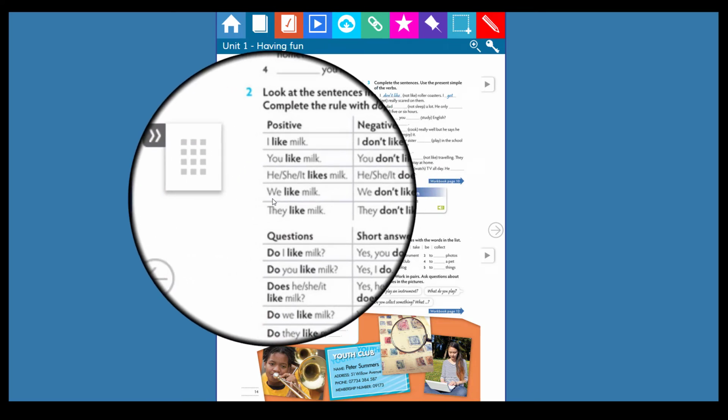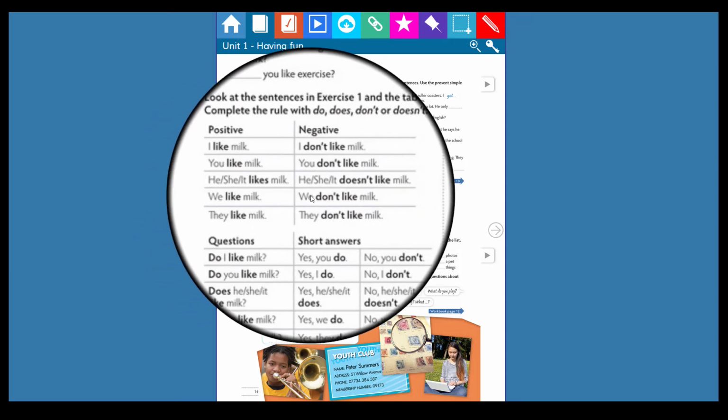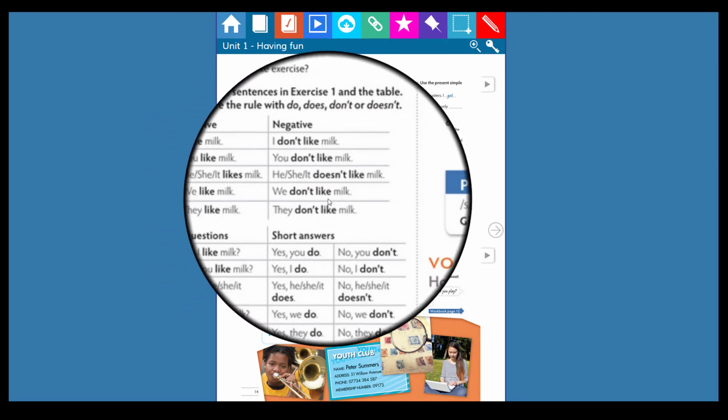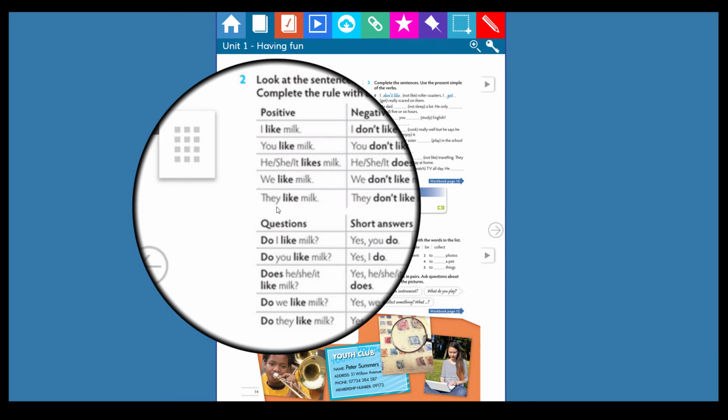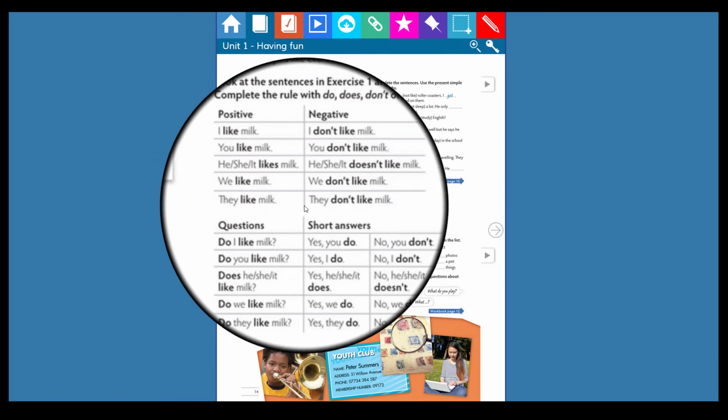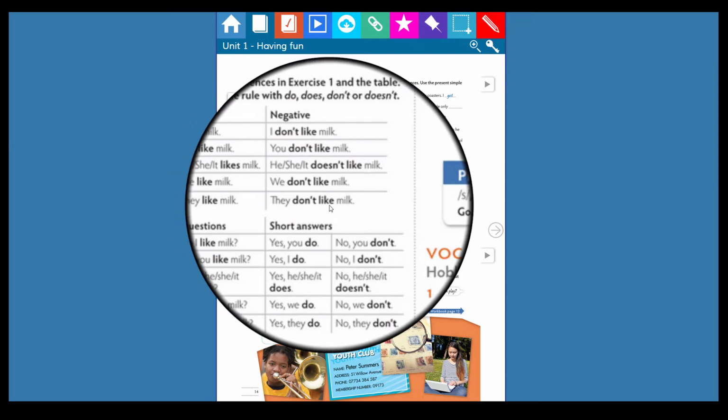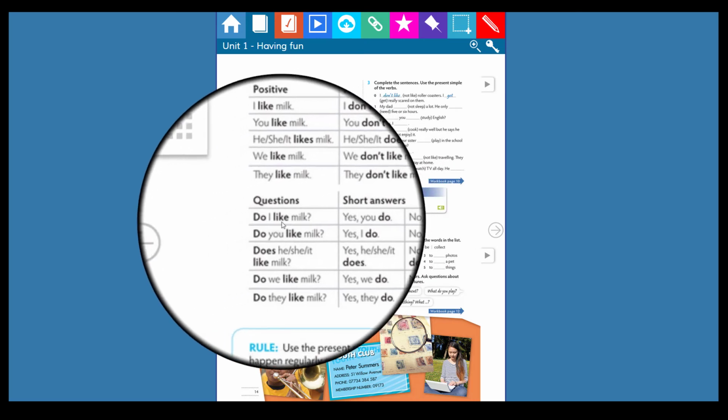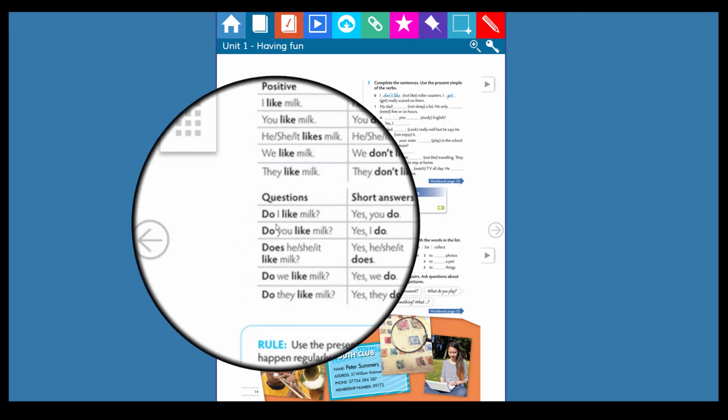Let's continue with the next sentence. We like milk. The negative form is, we don't like milk. And finally, the positive sentence, they like milk. And the negative sentence is, they don't like milk. Let's continue with the questions now. Do I like milk? Do you like milk? Does he, she, it like milk? Do we like milk? And do they like milk? Okay, and that's it. So now let's do activities.